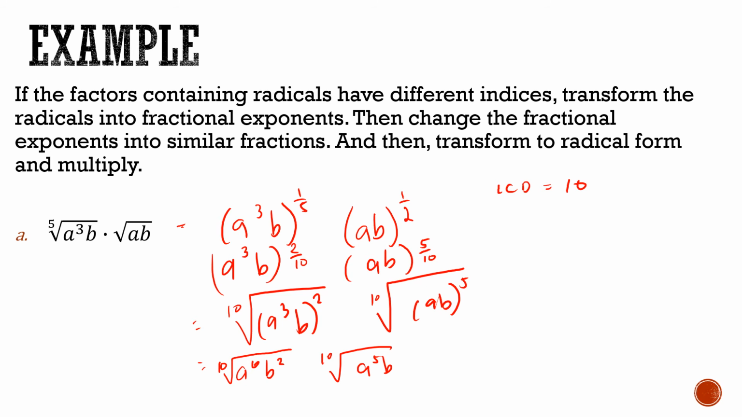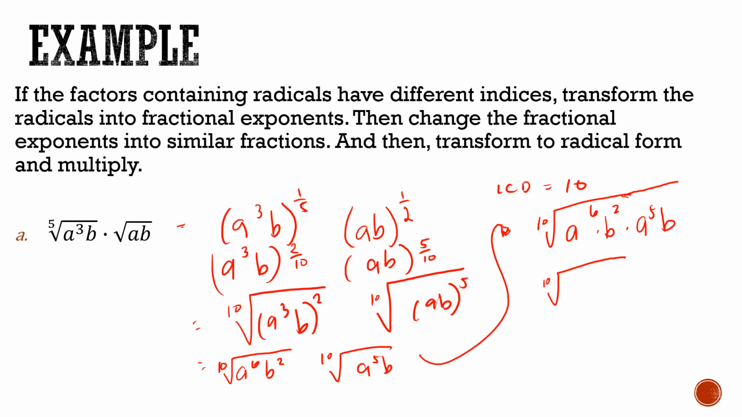Now we can multiply or combine them. So we got the 10th root of a to the 6 b squared, and we will just simply multiply them all, a to the 5th and b. Again, we can only combine or multiply similar terms. In multiplying exponents having the same base, we will just simply copy the base and add the exponents. So we got a to the 6th power times a to the 5th, and b to the 2nd power and b to the 5th power. We just simply add the two given exponents and copy the base. So for a, we got the 10th root of a to the 11th power, and for b, we got b to the 7th power.